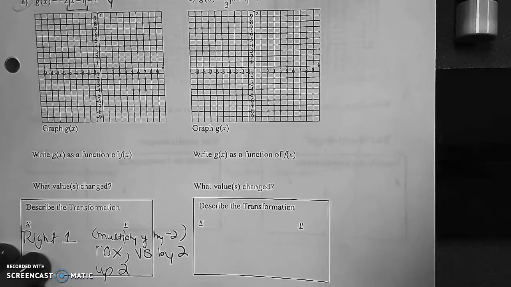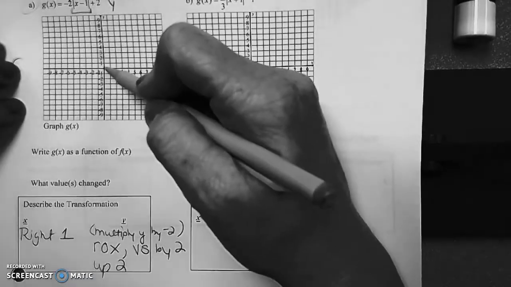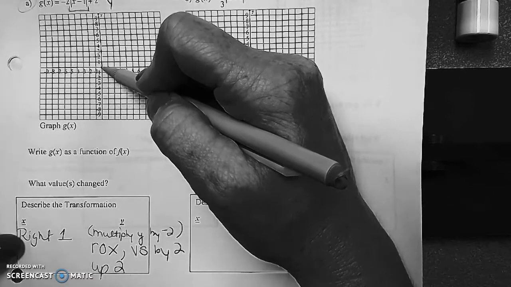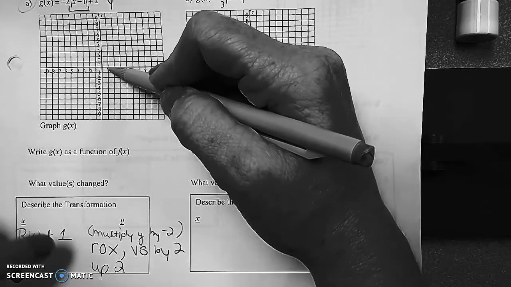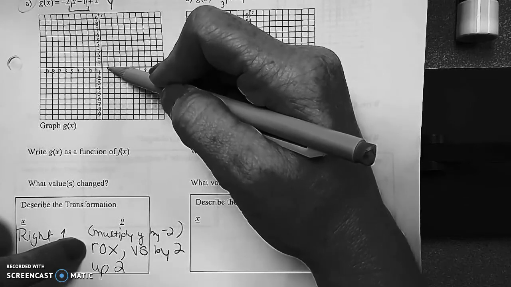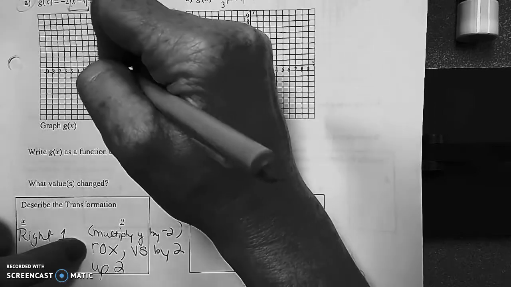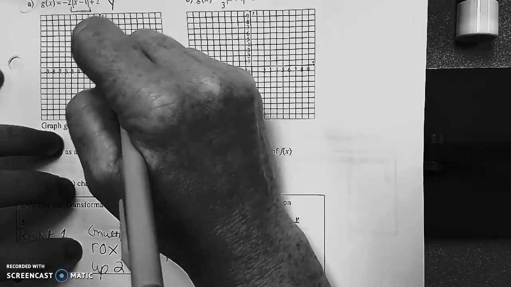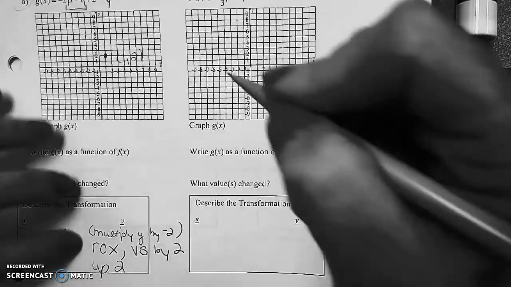And then this plus 2 on the end takes your graph up 2. So I'm going to take my parent function and simply do what this list tells me. I like to start in this one with (0, 0). So I'm going to move it right 1. Multiply my y value by negative 2. Well, currently that y value is 0, so 0 times negative 2 is still 0, up 2. So that new point is (1, 2).